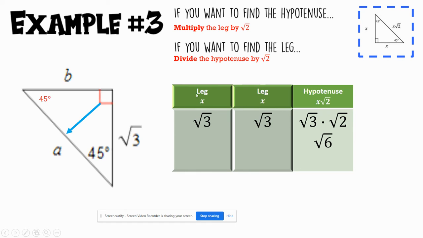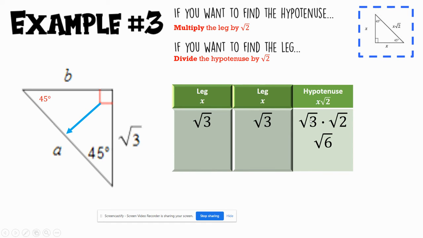So I was given one of the legs, but if I'm given one of the legs, the other leg is the same because they're both congruent in this isosceles right triangle. So both these side lengths measure the square root of 3. Now I want to find the hypotenuse. I don't know the side that's across from that 90-degree angle. So if I want to find the hypotenuse, I'm going to multiply the leg by the square root of 2. So I've got the leg, which was square root of 3 times the square root of 2.